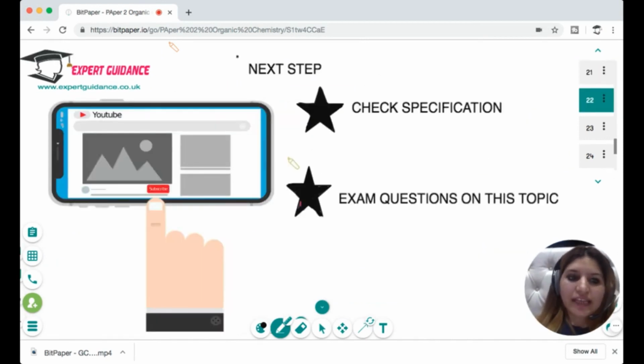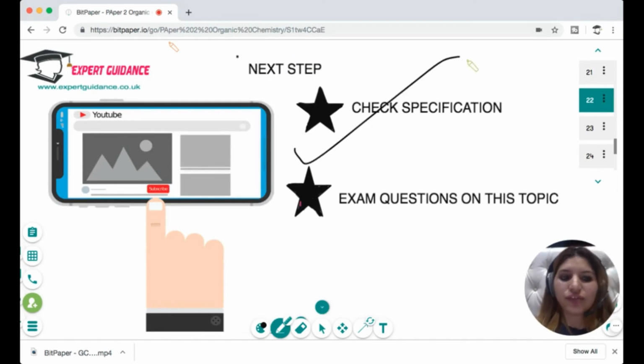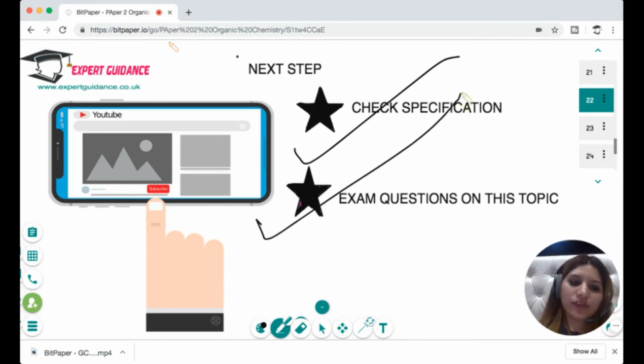So as always, our next step: check the specification, make sure everything which is there in the specification is still clear to you, and do exam questions on this topic.